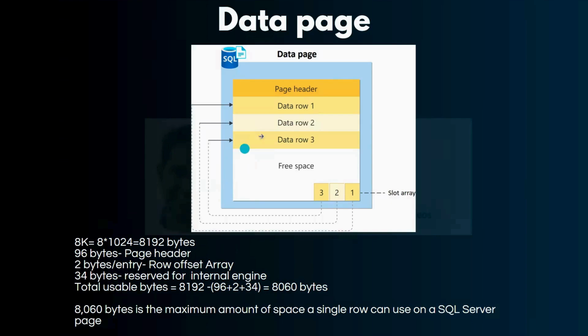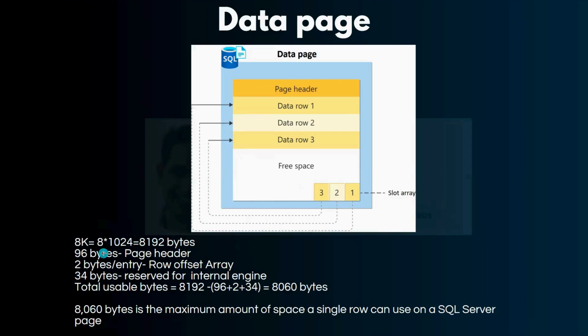Now, as we know that the size of our data page or data block is 8K, it will have 8192 bytes. Out of these 8192 bytes, 96 bytes will be occupied by the page header. And if it has only a single row, then 2 bytes will be for that particular row offset array. If we have multiple rows, in this example, we have 3 rows, so it will have 2 multiplied by 3, 6 bytes. But here we are considering only one row, so we have 2 bytes for that particular row.